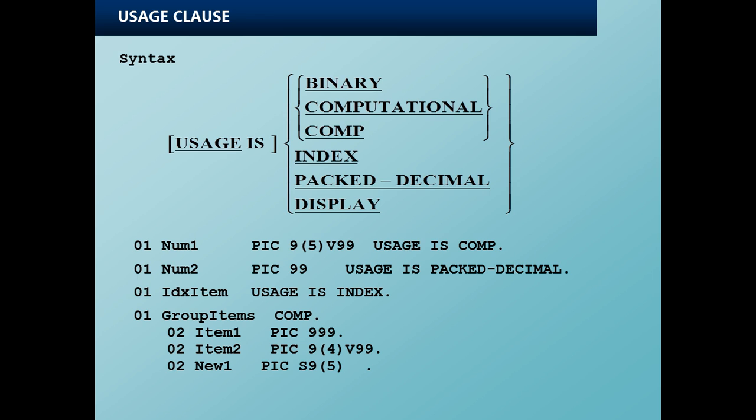And usage is index. We'll come to index at a later stage when we are dealing with arrays, that is using the OCCURS clause. And usage is packed decimal is nothing but COMP-3, which is computational clause 3. So we'll try a few examples and see how it goes using the usage clause, for better understanding of how data is stored in a compact manner.